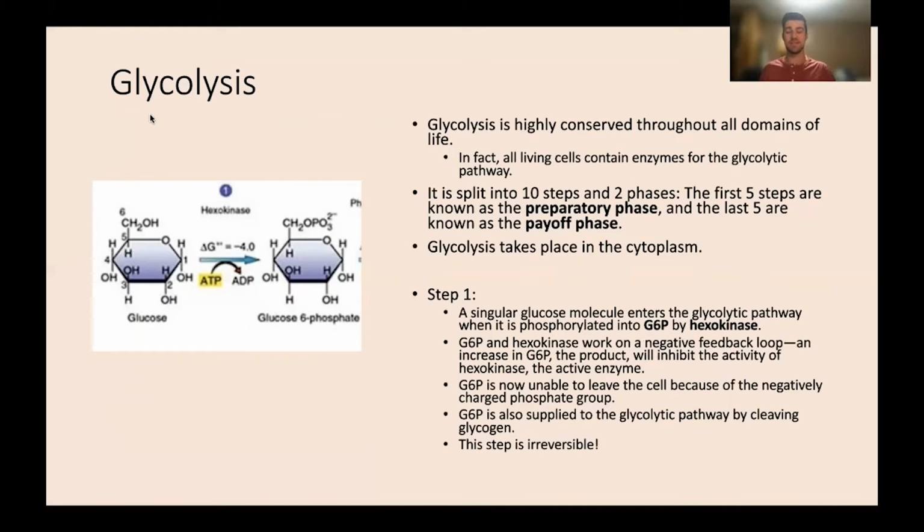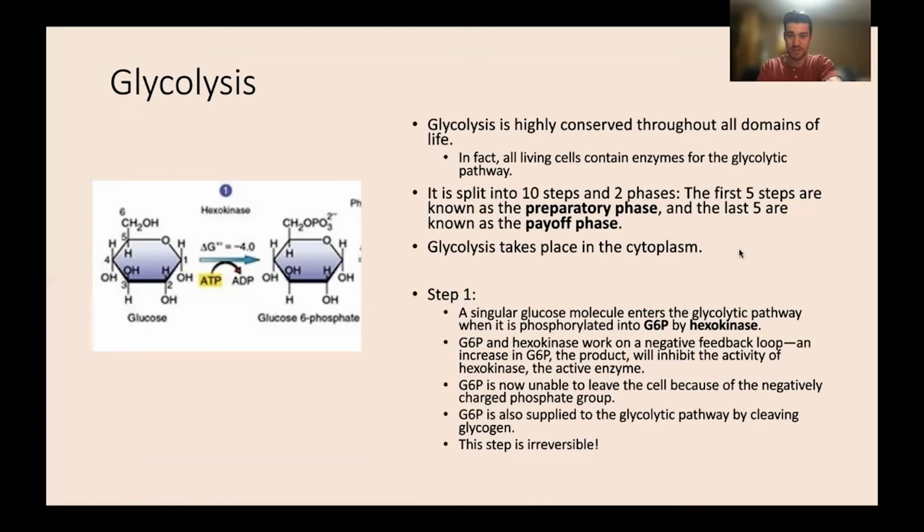It's split into 10 steps, and you can subdivide these 10 steps into 2 different phases. The first 5 steps are known as the preparatory phase, and the last 5 are known as the payoff phase, because of the flow of energy in each of those phases. In the preparatory phase, we're spending a little bit of energy for a bigger payoff during that second half, the payoff phase. Also keep in mind that glycolysis takes place in the cytoplasm. With both of those in mind, we'll just go through the steps.